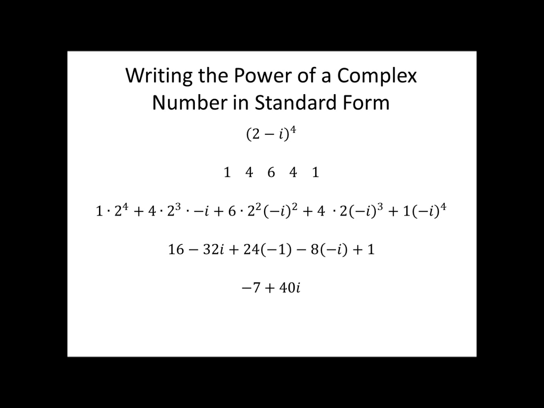Combine like terms, I get negative 7 plus 40i. Excuse me, that's not plus 40i. Oh well, you can figure it out. Negative 32i plus 8 should be a negative 24i, not a plus 40i.